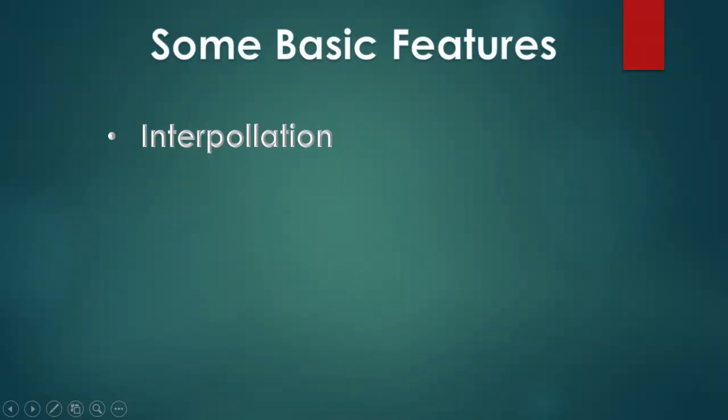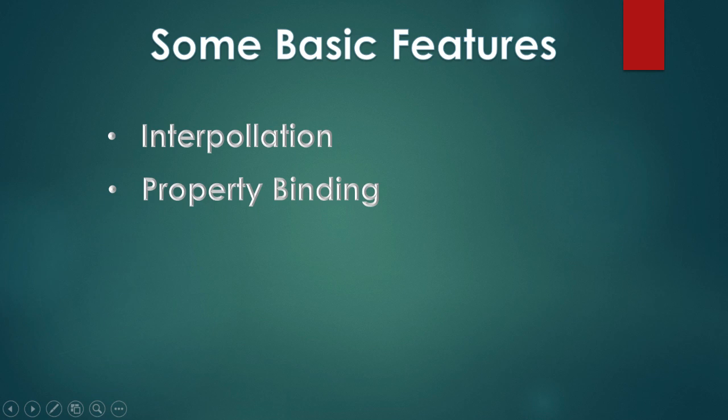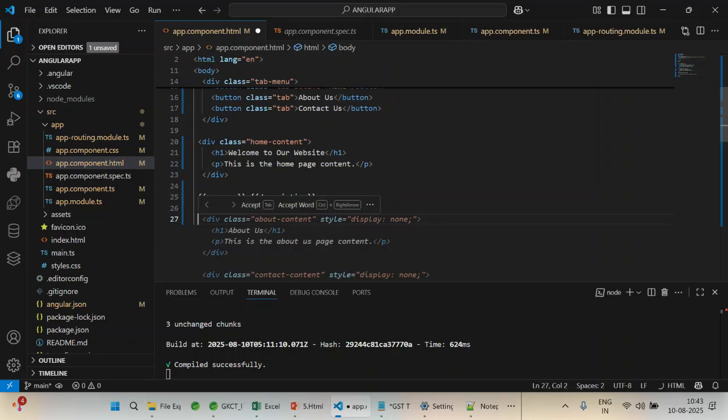Okay, next we will see property binding. So what is property binding? There are some predefined properties attached with HTML, to hide, to disable, or if you want to change the color. So we'll handle those properties from the TS file. So let's go to the code. What is property binding, and how can we use property binding in Angular? So we'll see.